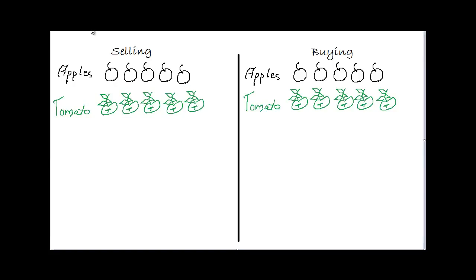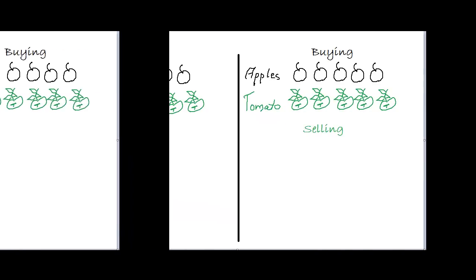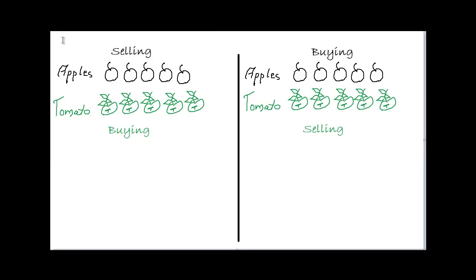Well, now, if we look at these two people in relationship to tomatoes, we find that one of these people is getting rid of tomatoes, that is, he's selling tomatoes, and the other one is receiving tomatoes, that is, he's buying tomatoes.